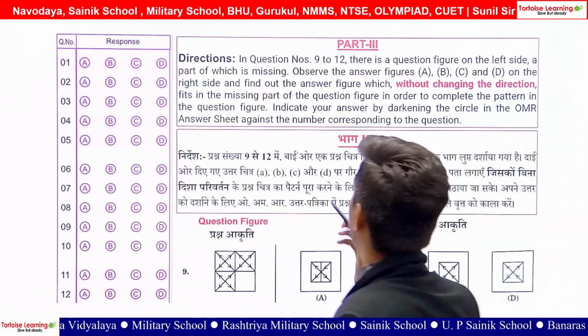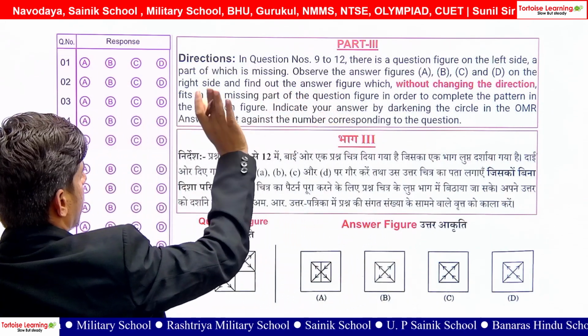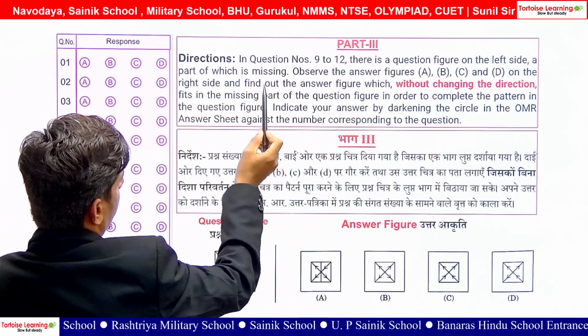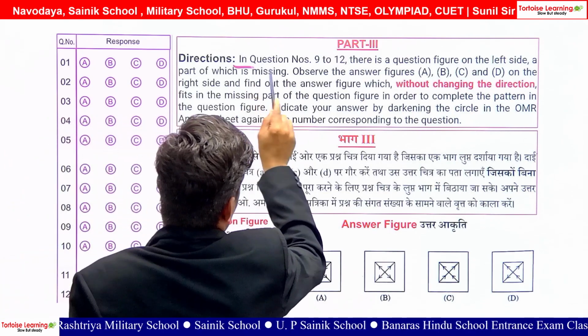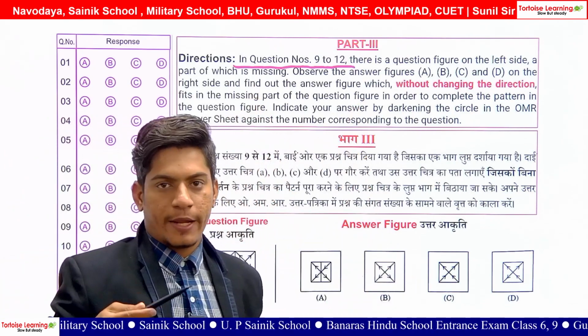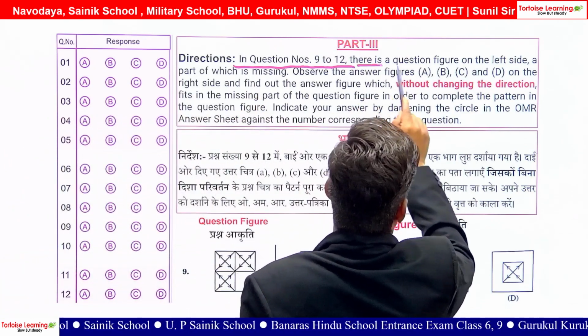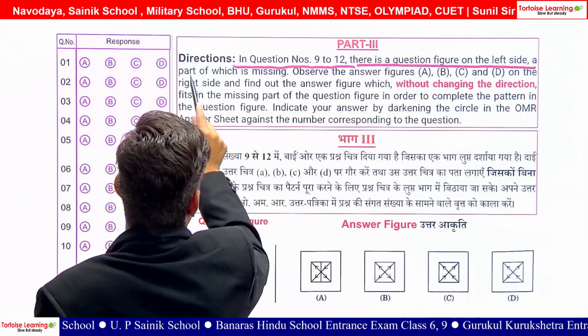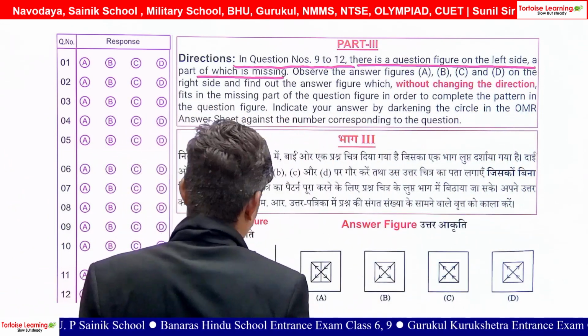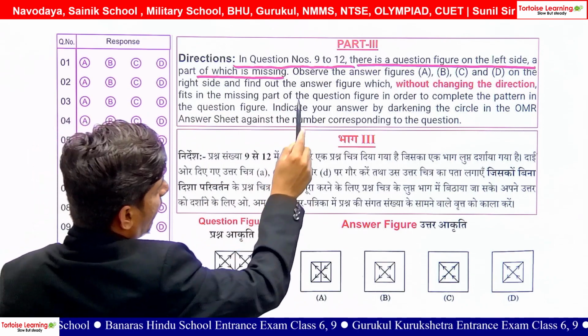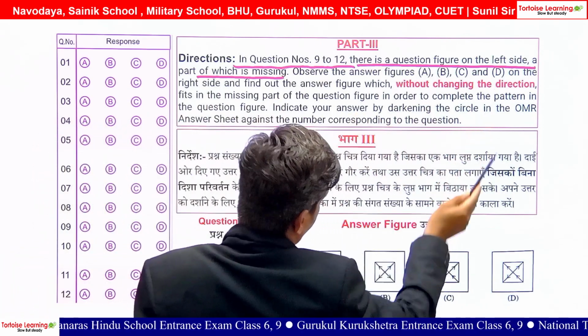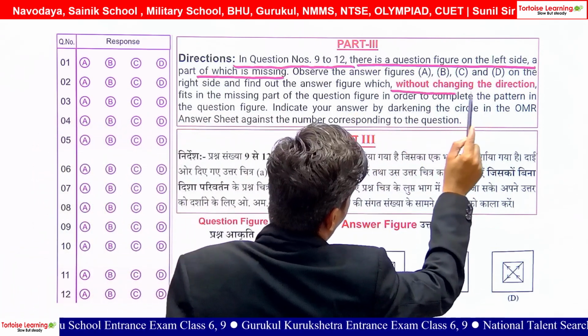Next, this is our third part. In the third part, look at this, question number 9 to 12. This is the instruction for questions 9 to 12. There is a question figure on the left side which is missing. This part is missing. Observe the answer figures A, B, C, D. This is the answer without changing the direction.